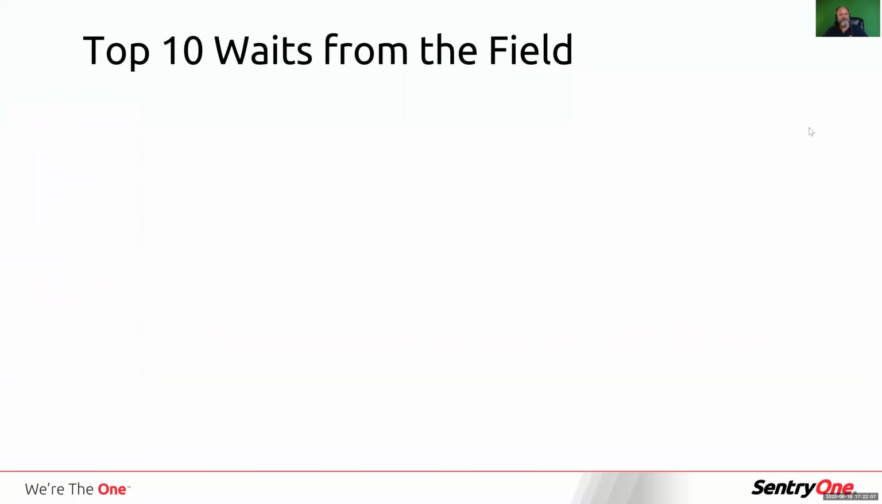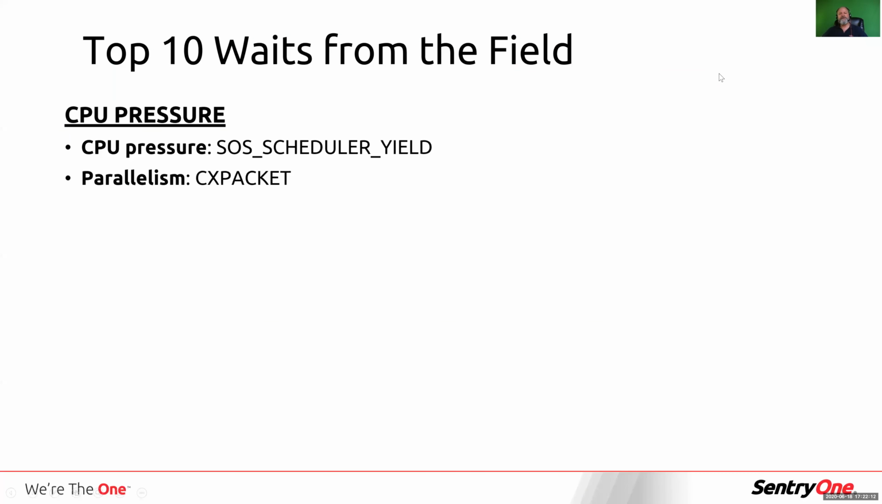So what are those top 10 wait stats that you need to pay attention to? First of all, for CPU pressure, you're going to see SOS_SCHEDULER_YIELD. What the SOS_SCHEDULER_YIELD wait stat means is that there are so many SPIDs trying to get access to the CPUs of the SQL Server that it's not able to get a lot done at any given time.